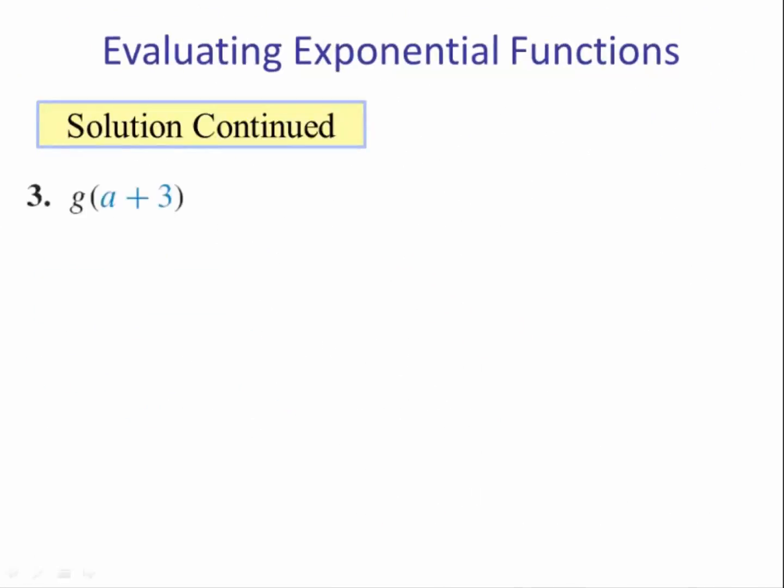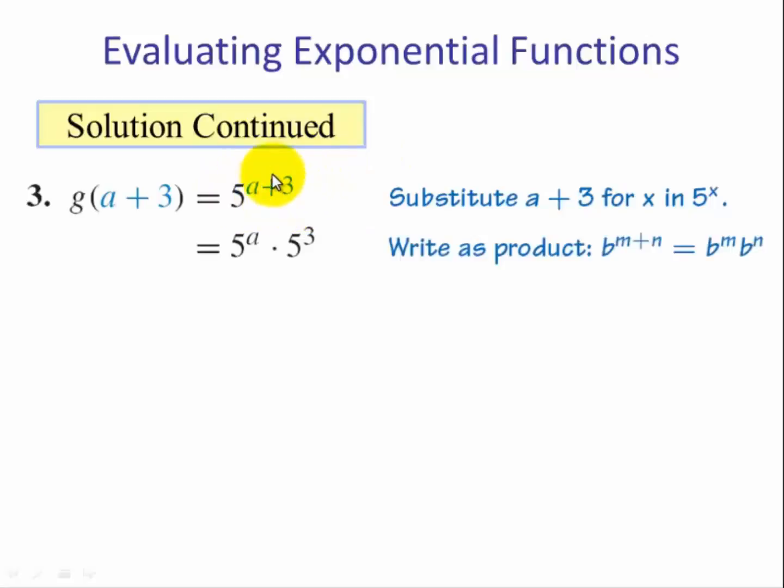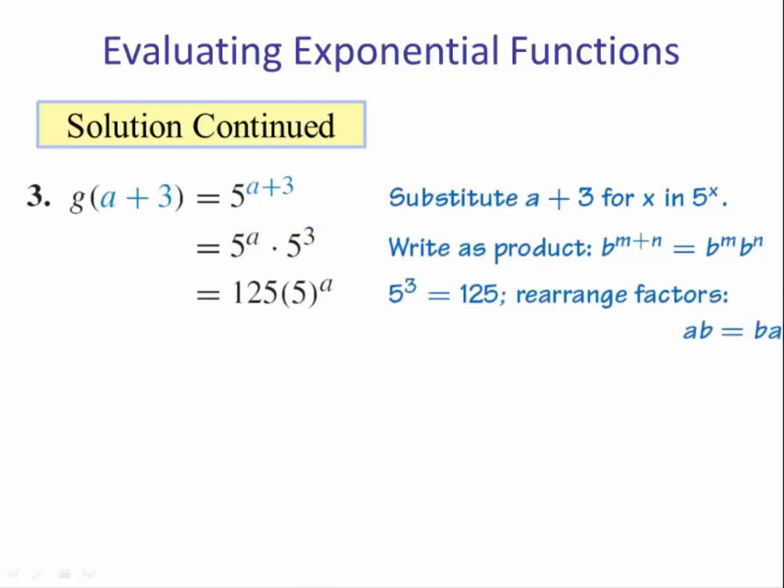For number 3, g of a plus 3: everywhere we see an x, we substitute a plus 3. Now when we add exponents, that means we are multiplying like bases. So we can split this up to 5 to the a power times 5 to the 3rd power. 5 to the 3rd power is 125, and we normally write the number first, then the base, and then the power. So this will become 125 times 5 to the a power.